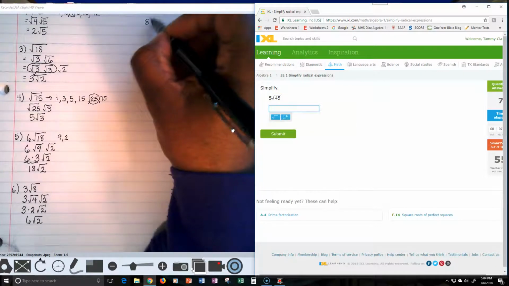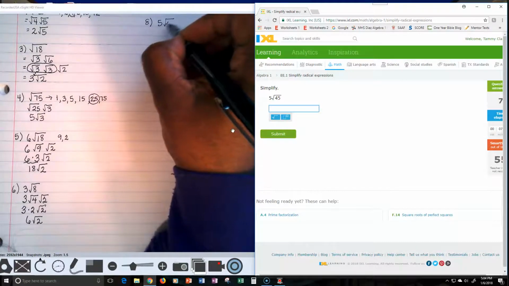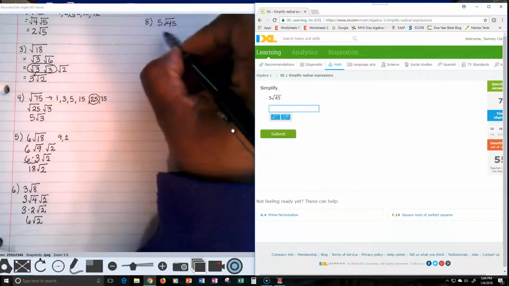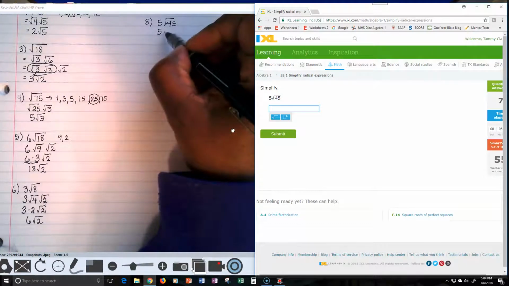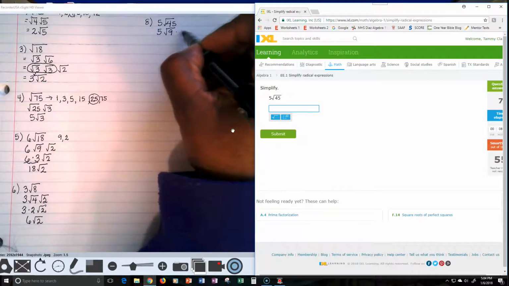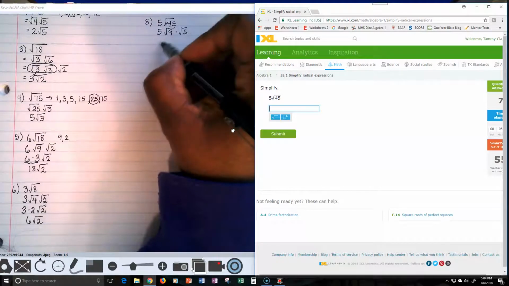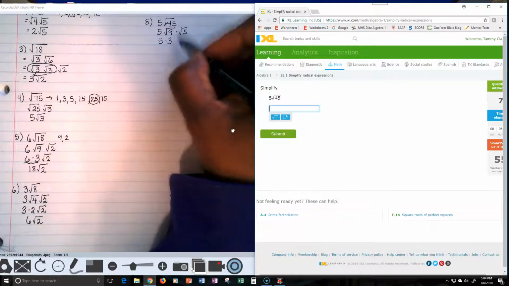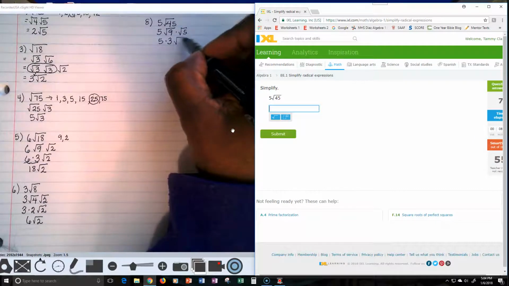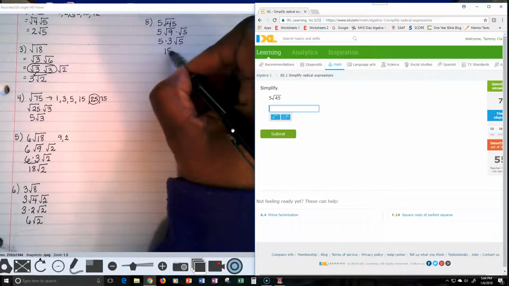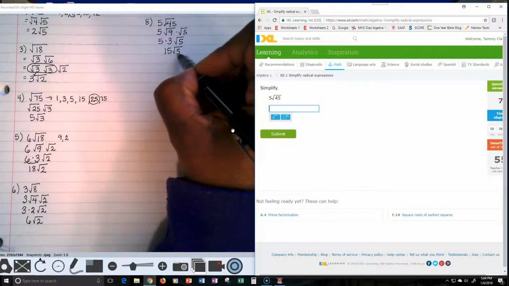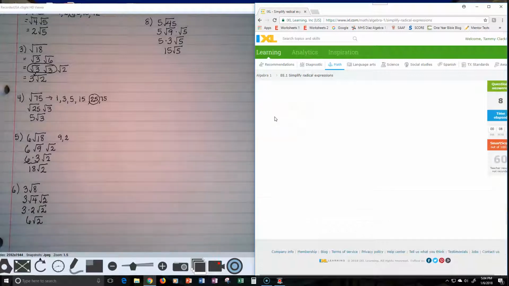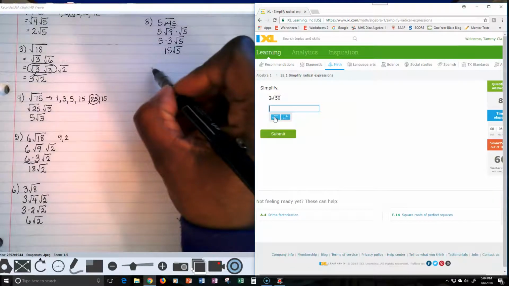Number 8 we have is 5 times the square root of 45. Well, we already did that one. We know that that's 3 root 5, so I do 5 times the square root of 9 times the square root of 5. Well, the square root of 9 is 3, so I'm going to take that out, and I'm going to keep root 5, so that gives me 15 times the square root of 5, or as I've been saying, 15 root 5, because I think most people are going to be saying it that way now.